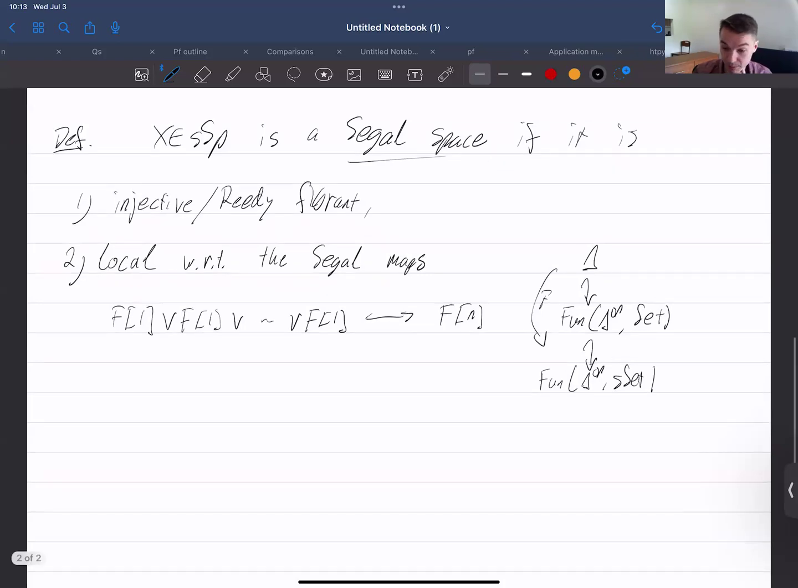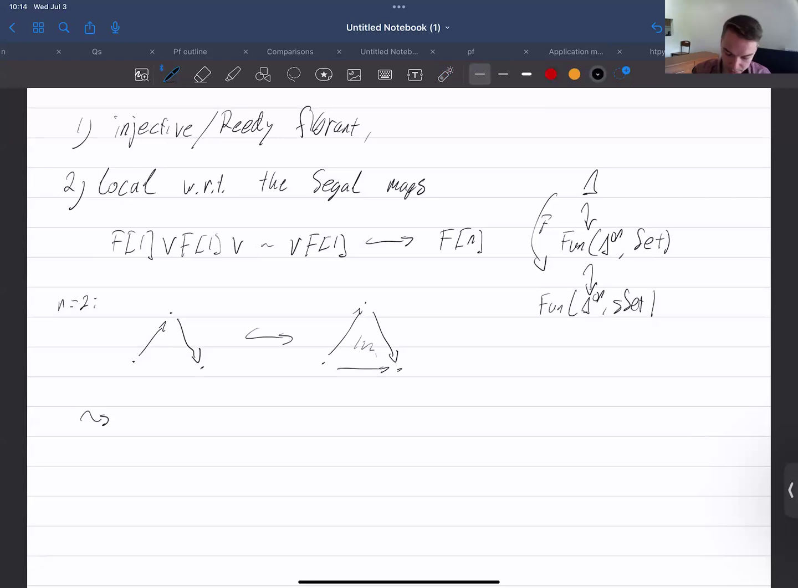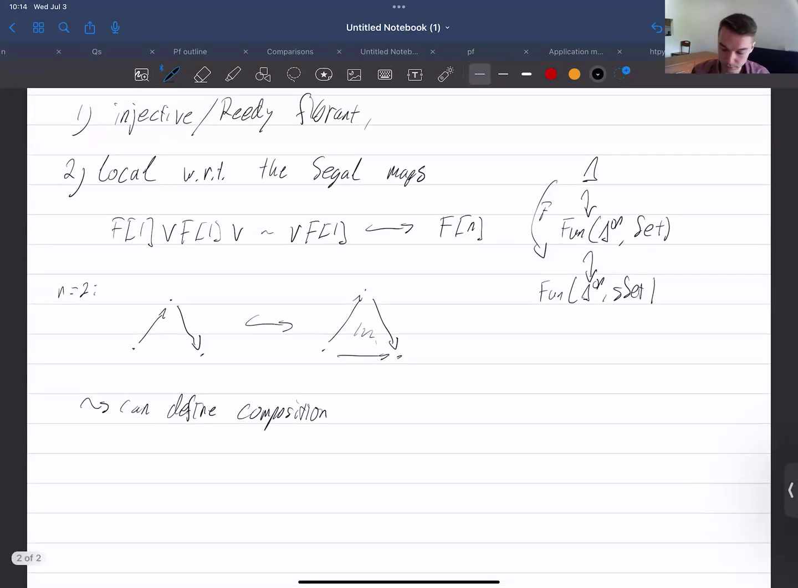So what this is saying, for example, when n is equal to 2, on the left we have this diagram: two copies of a one simplex glued along this one point. And that's including into a 2 simplex. And so what this Segal condition allows us to do is define a composition. If we have two composable morphisms, then there is another morphism that is a composite of them, and this composition is witnessed by a 2 cell. So this allows us to define a composition within a Segal space, within a simplicial space.